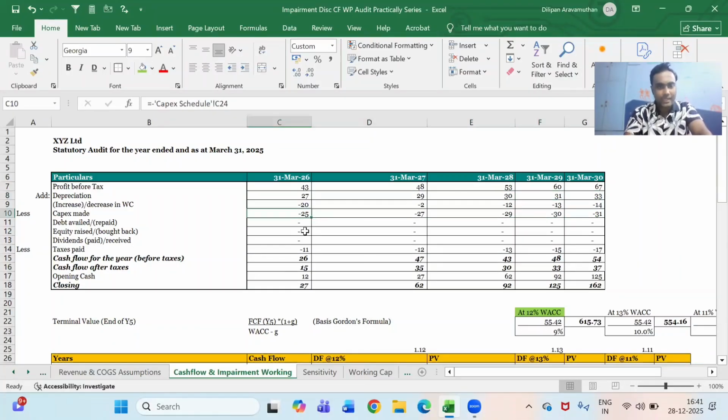Yes, and capex, when I'm again linking it to the capex schedule. Whenever I'm incurring a capital expenditure, I'm spending money on it. So it's an outflow in the cash flow statement, which is again reflected here as a negative sign. I hope that is clear.